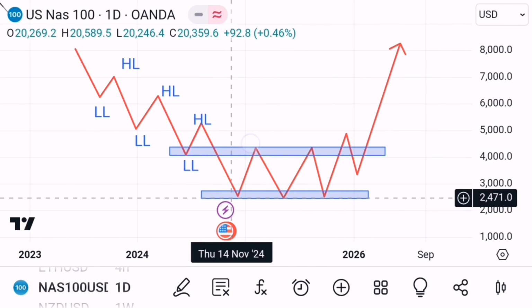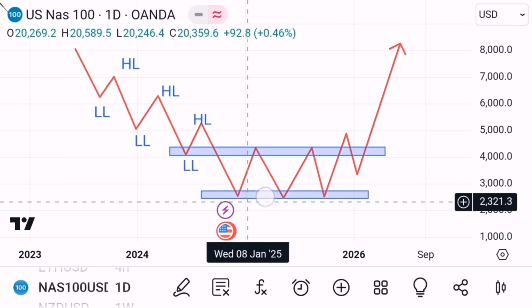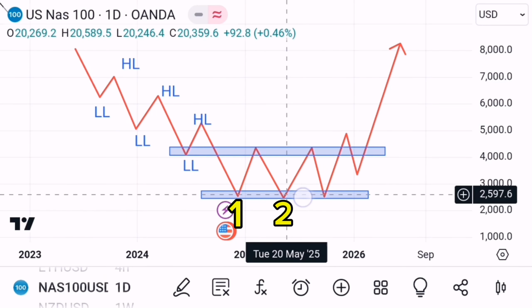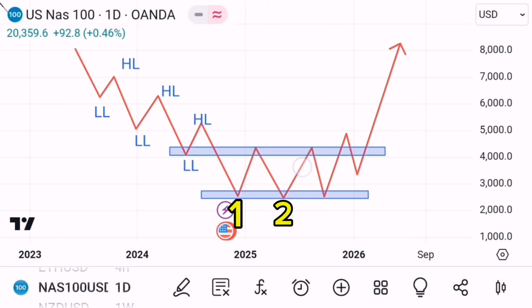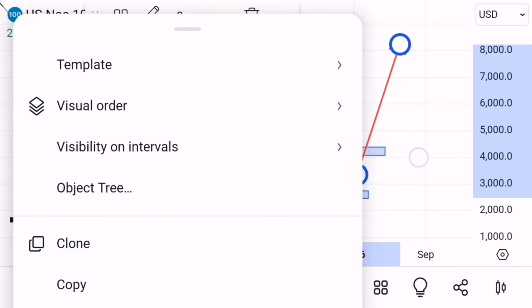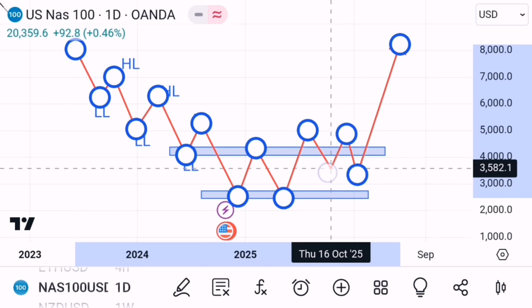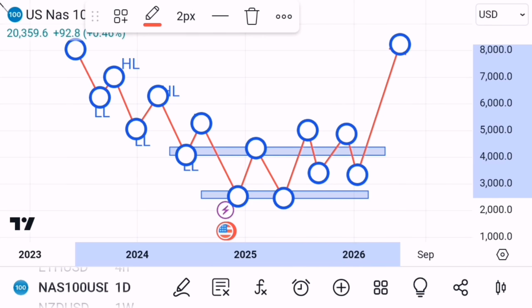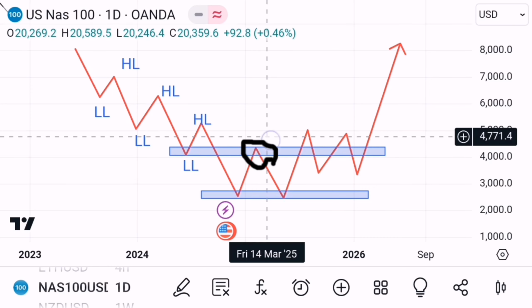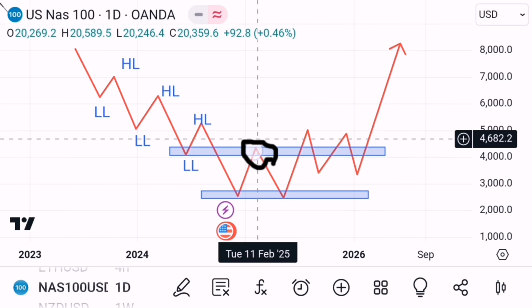This was our first touch and this was our second touch. After creating that double bottom like this, it can then break our previous higher low, which was this one here. This was our last higher low here.